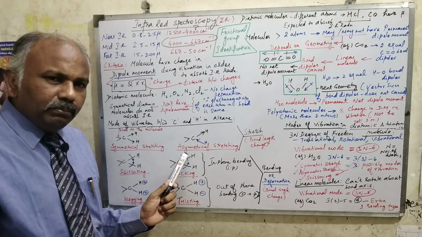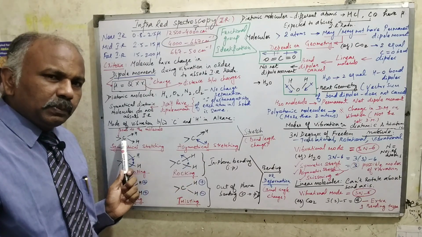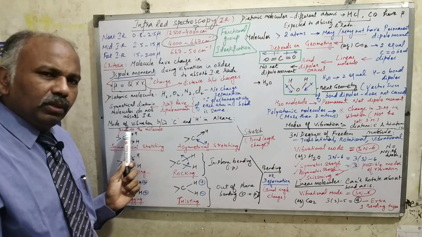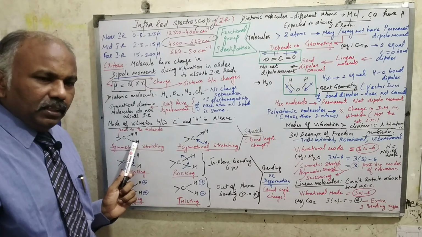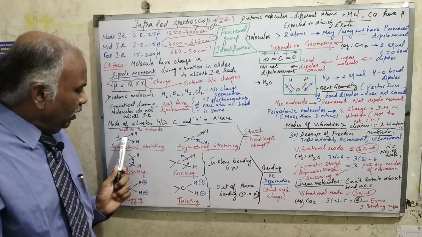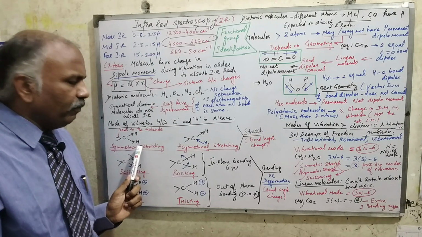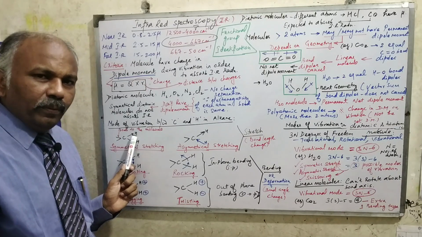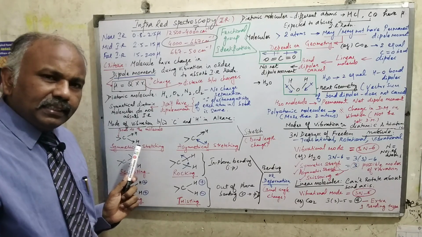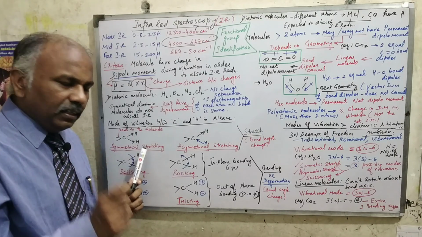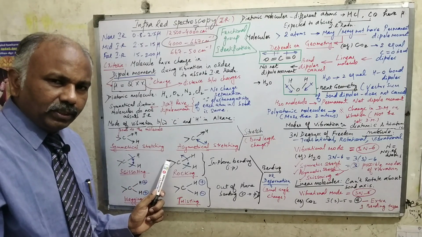What is the meaning of symmetrical stretch? The carbon atom is present here, bonded to the molecule, and on the other side there are two hydrogen atoms. Now if you look at the symmetrical stretching, both the hydrogen atoms are moving away from the carbon atom. Can you see the arrow? Both the hydrogen atoms are moving away from the carbon atom. So there is a symmetry here, uniformity present. Therefore it is called symmetrical stretching.